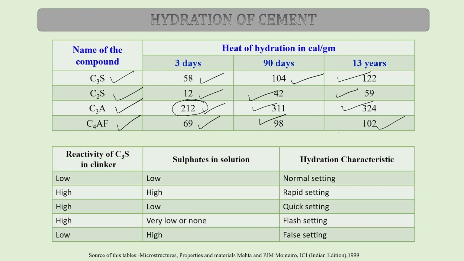This table over here shows us the reactivity of C3A in clinker and the sulfates in the solution. You can see over here, if we have both as low, we get normal setting. If one is high and the other is low, we get a quick setting. Similarly, if both are high, we get rapid setting. If one is high and obviously the other one is very low or none, then we call it flash setting. And if again low and high, we call it false setting.